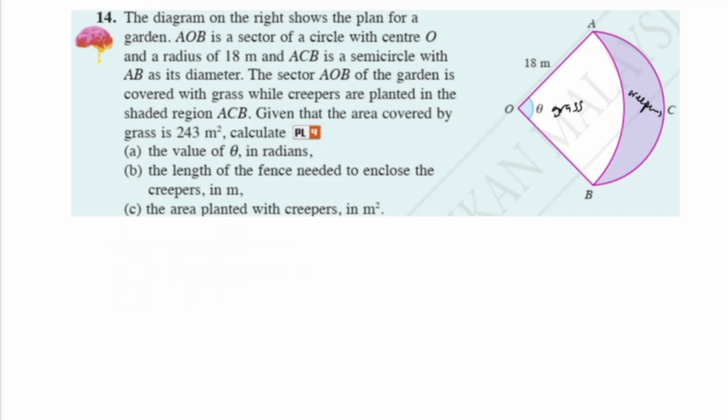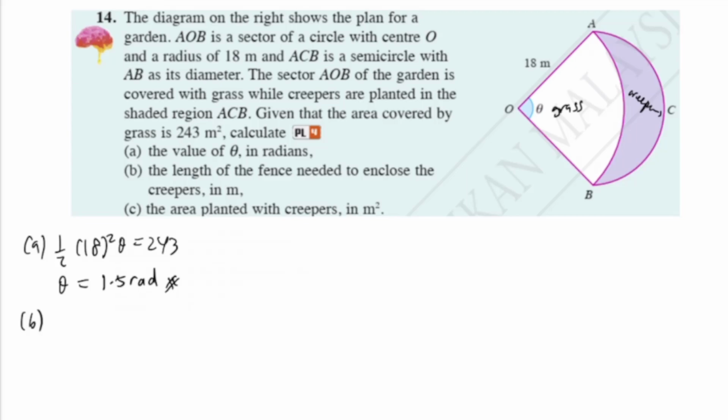All right, now the area covered by the grass is 243. So to find angle theta, we'll just use half, your radius is 18 squared, theta. The result is 243. Okay, use your calculator. 243 times 2 divided by 18 squared. I got 1.5 radians. Alright, that's the first part.